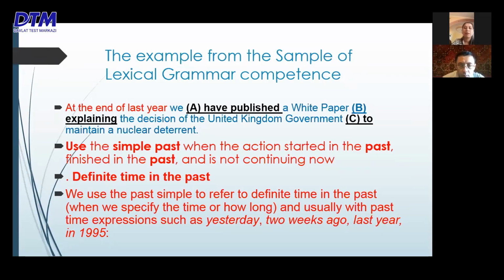So what can help us to find the answer to this question? The phrase "at the end of the last year" gives us a definite time. So just by looking at this, we can remember one of the rules given in this presentation. For example, use the simple past when the action started in the past and finished in the past. So you read this, you remember this rule, and you will easily find that instead of present perfect here, you should use past simple.